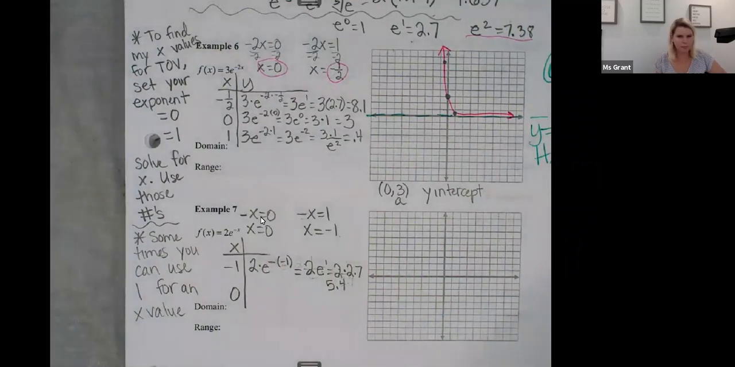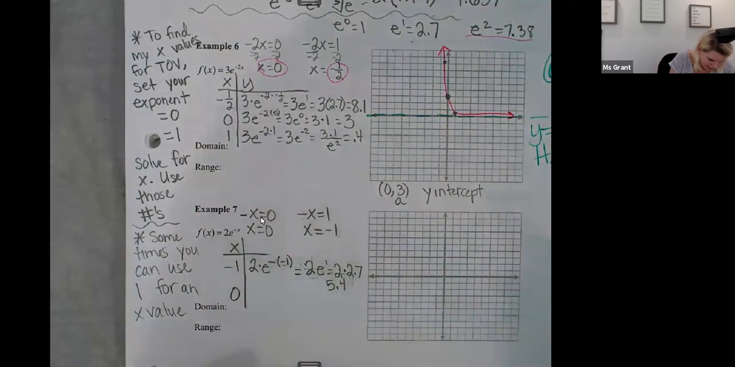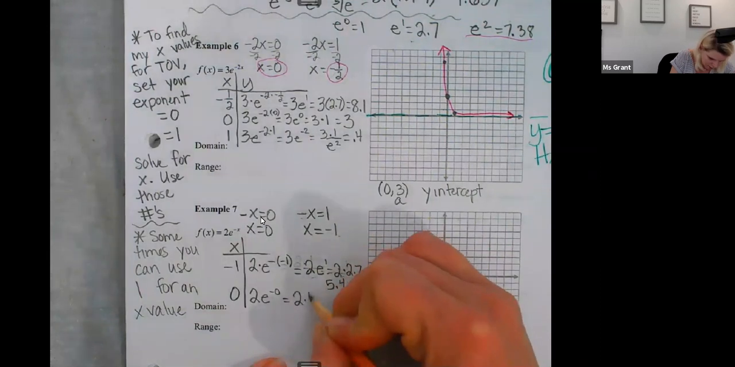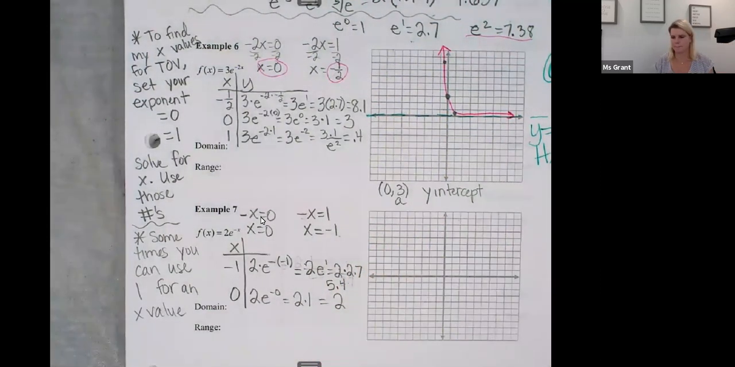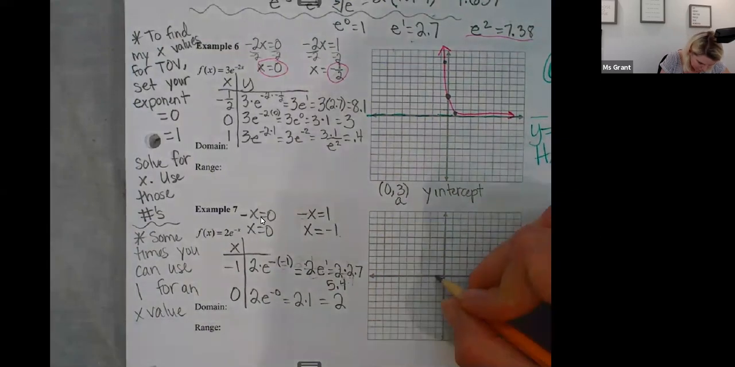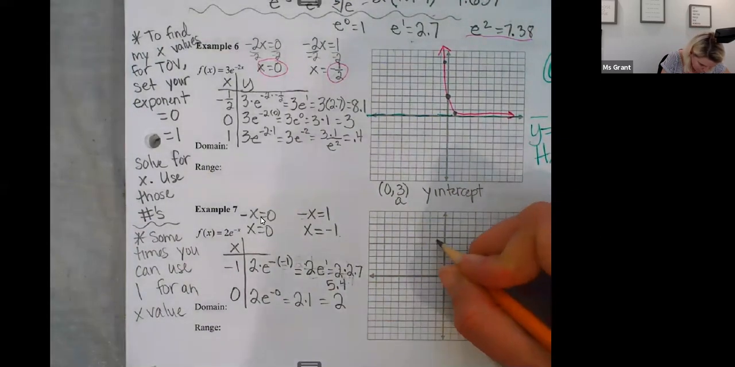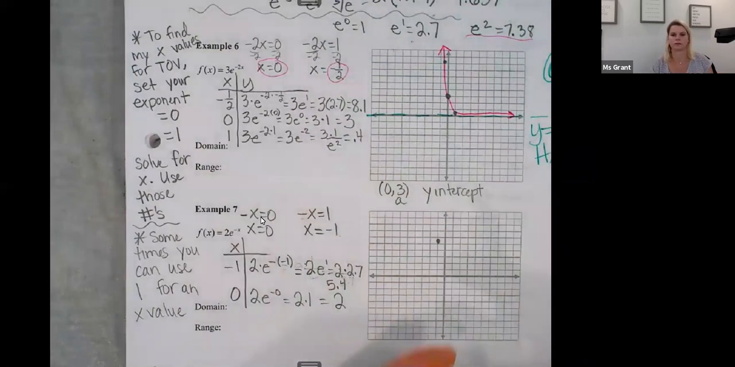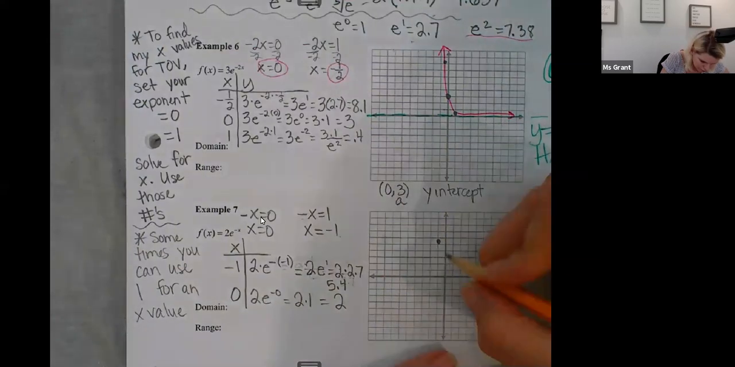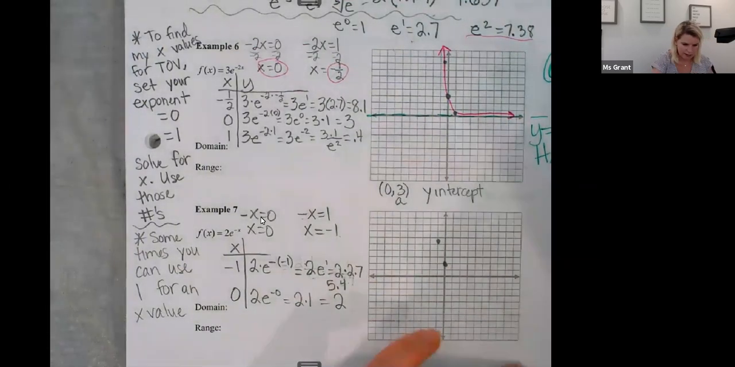Okay. 0. Well, when I plug in 0, I get 2e to the -0, which is 2 times 1, which is 2. I only have 2 ordered pairs, but it's fine. -1, 5.4, and 0, 2. Here it is.